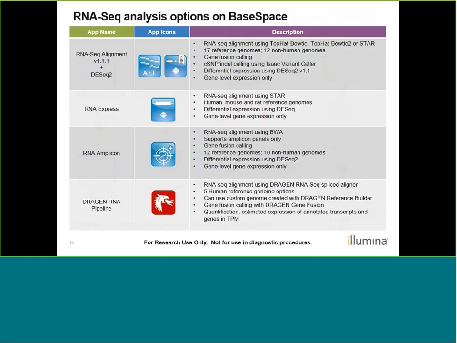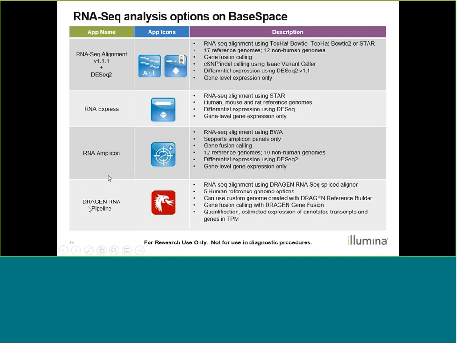So here in this table, we've identified our other options, and we've just outlined what we have available. One app to point out here is the RNA Amplicon app. If you have any type of targeted RNA panel, the RNA Amplicon app is what you're going to want to use. This app is going to perform alignment using BWA. It supports Amplicon panels only. It does perform gene fusion calling. You do have your option of 12 different genomes, and it does perform differential expression using DESeq2. So this is going to do gene-level gene expression only.